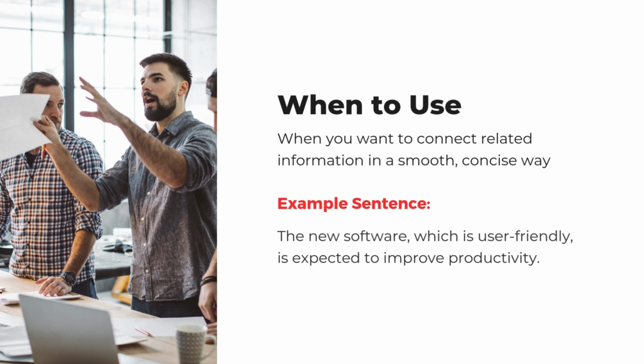For example, instead of saying, the new software is expected to improve productivity, the software is user-friendly, we can combine these 2 ideas and say, the new software, which is user-friendly, is expected to improve productivity. By using the relative clause, which is user-friendly, we provide additional context, making the sentence more informative without making it sound complicated. This structure is especially useful when describing products, services, or key features in your business.